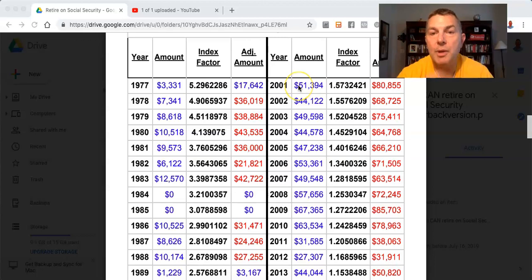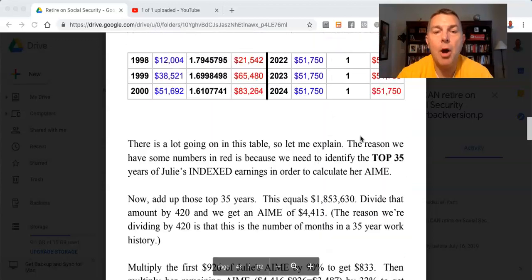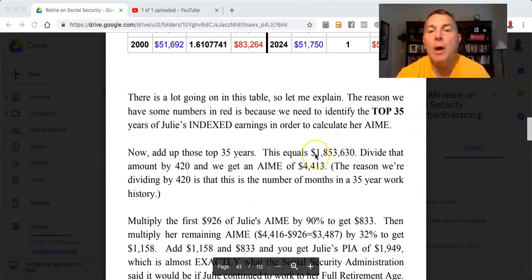So in 2001, she made $51,539. We have an index factor of 1.57, so her adjusted amount is $80,055. We add up all those indexed, and we get $1.853 million. So we add up all those 35 years, the top 35 years of her indexed earnings, and it gives us $1.853 million. We divide that amount by 420, and we get an AIME, an average indexed monthly earnings, of 4413.